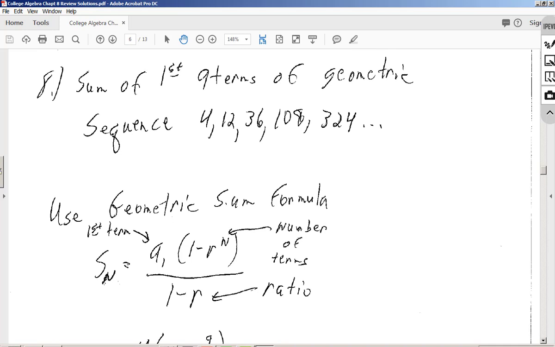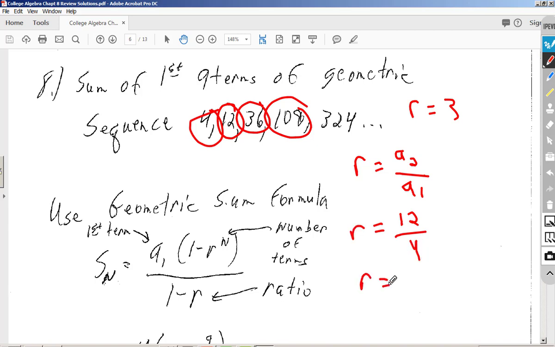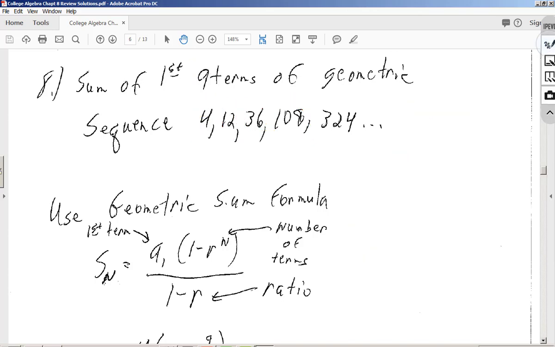To find R, we went from 4 to 12 to 36 to 108. So you can see that's definitely going up by a ratio of 3. Or if you need to find that ratio, you can always take your a sub 2 divided by a sub 1. That's going to be 12 divided by 4, and that gives you the ratio of 3. So our ratio would be 3. And then, of course, our n, our number of terms, is going to be 9. Substituting in those numbers.